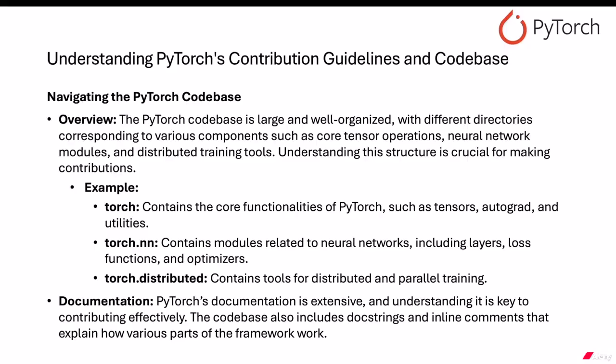Example: torch contains the core functionalities of PyTorch such as tensors, autograd, and utilities. torch.nn contains modules related to neural networks, including layers, loss functions, and optimizers. torch.distributed contains tools for distributed and parallel training.